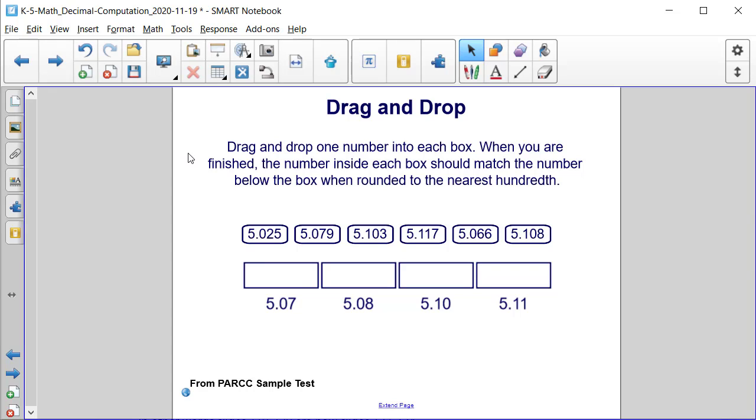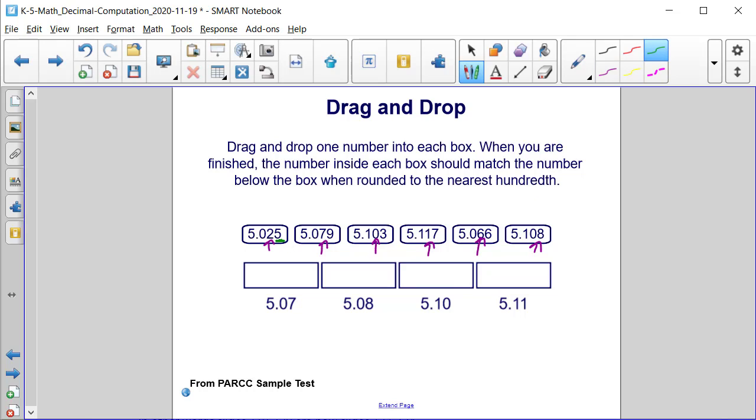Drag and drop one number into each box. When you are finished, the number inside of each box should match the number below the box when rounded to the nearest hundredth. So let's actually take each of our numbers and round them all to the nearest hundredths place and see if any come up to be the numbers below. And if they are, we can move that number into that box.